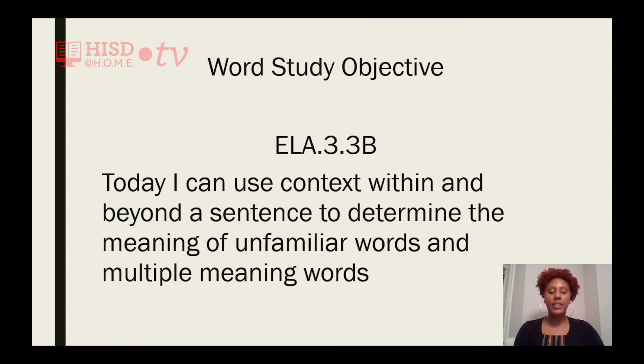Now that we practiced reading words that have the long vowel sound when we see the vowel consonant E pattern, let's move into our next component of the word study. So our next component of word study is going to come from ELA 3.3b. Today I can use context within and beyond a sentence to determine the meaning of unfamiliar words and multiple meaning words.